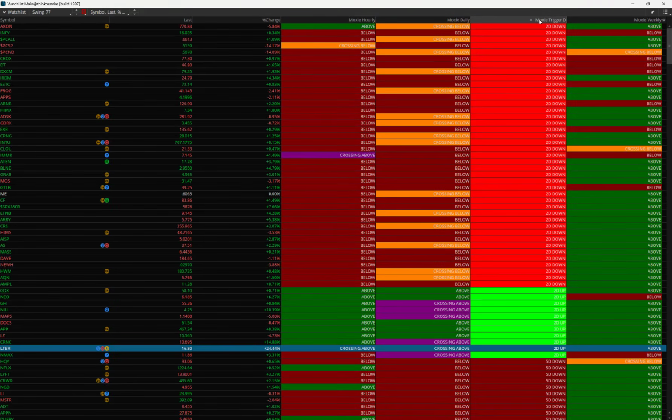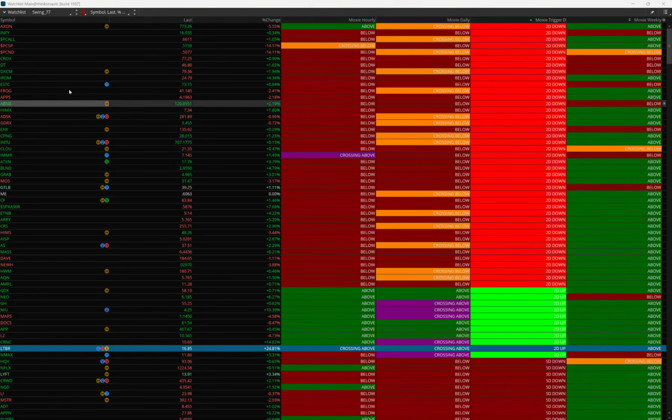Same thing with daily. Now this one is the daily trigger. I decided to make an extra little something here and say, hey, how far in the past has the Moxie indicator triggered on the daily chart? And as you can see here, this says 2D down. So that means 2 days ago, the Moxie price trigger on this particular stock went down or fired down.